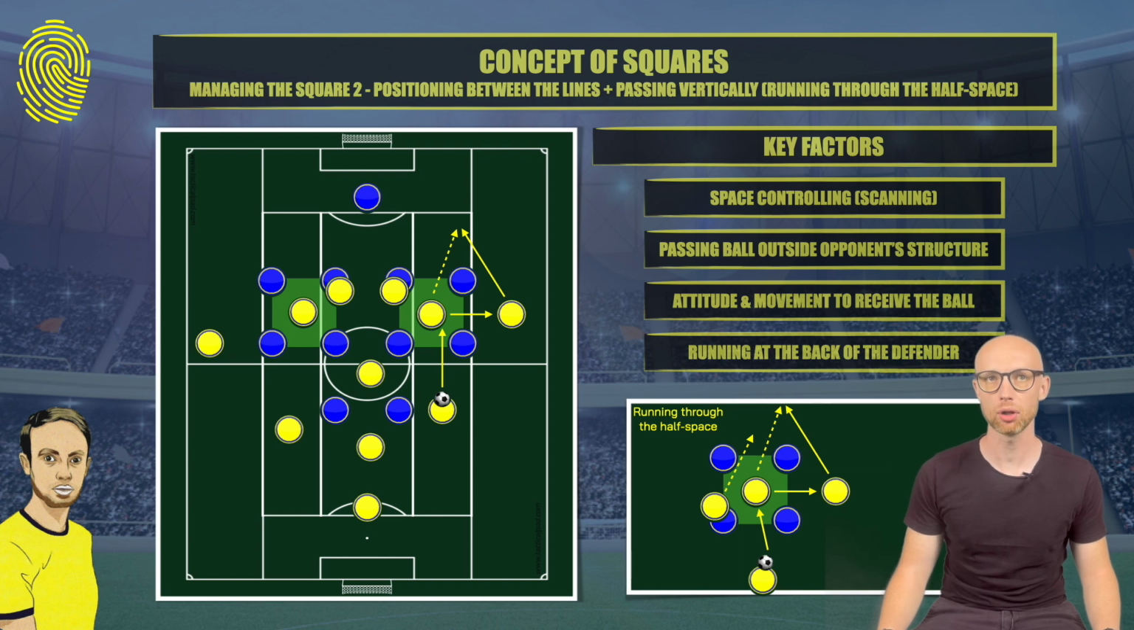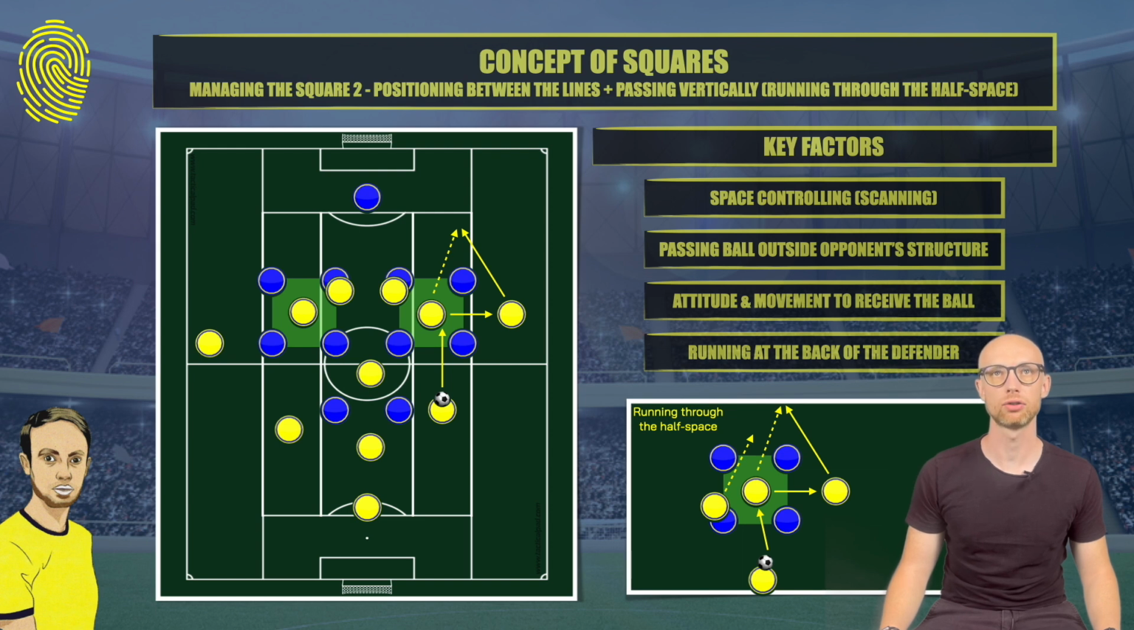After passing the ball outside the opponent's structure, he can use the half space to run behind the fullback to receive the ball. This activity is called running through the half space in my game idea. It allows receiving the ball behind the fullback who is directly involved in retrieving the ball from the winger. This action also serves as a prelude to another one called multiple tens.